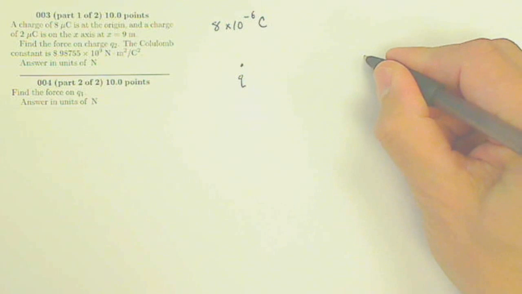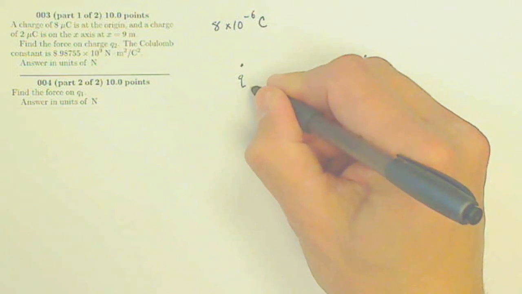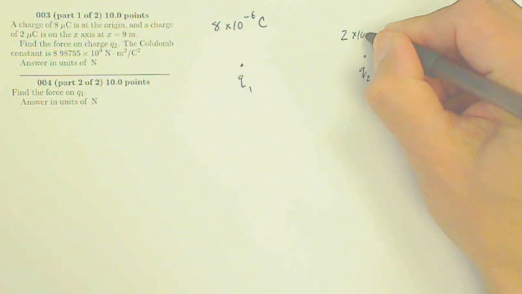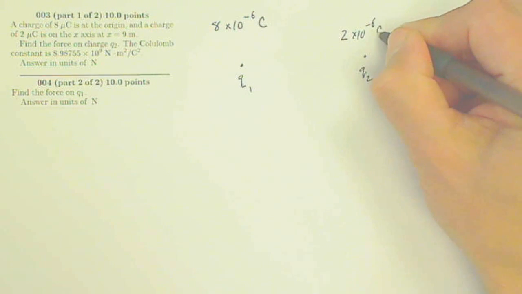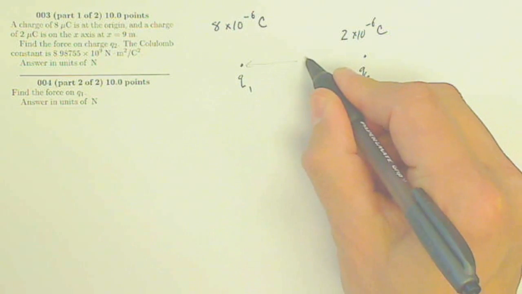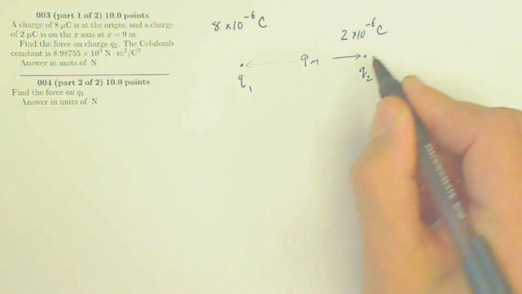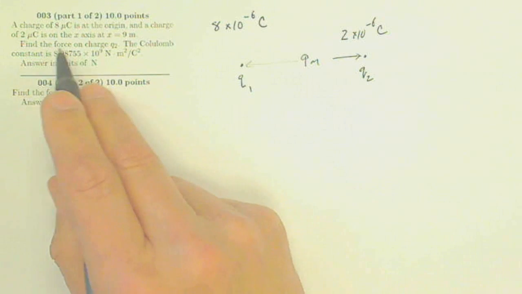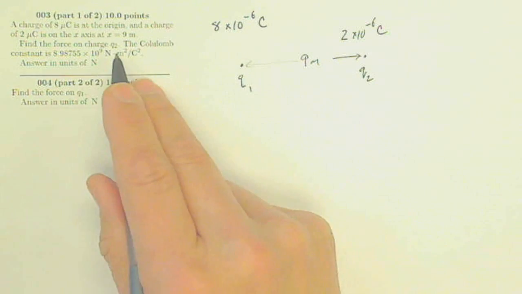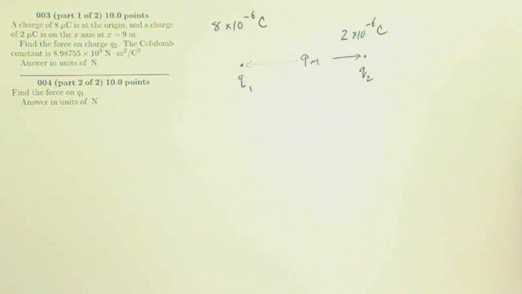I've got another charge out here, so I'll call that Q2. This will be Q1. Q2 happens to be 2 times 10 to the minus 6th coulombs. And I know that this is at x equals 9 meters, so I know that this distance here is going to be 9 meters from one to the other. Find the force on charge Q2. So that's the force on this one. The Coulomb constant is given, answer in units of newtons.